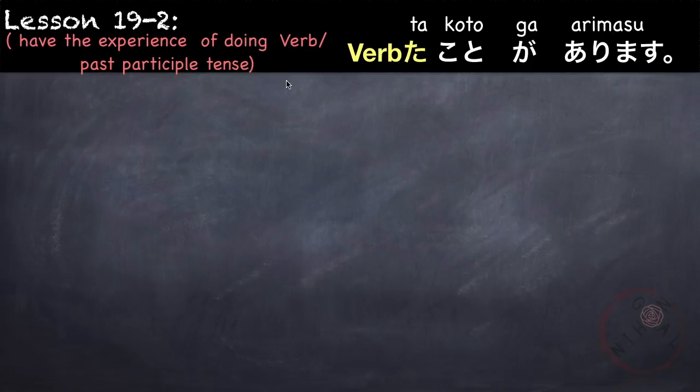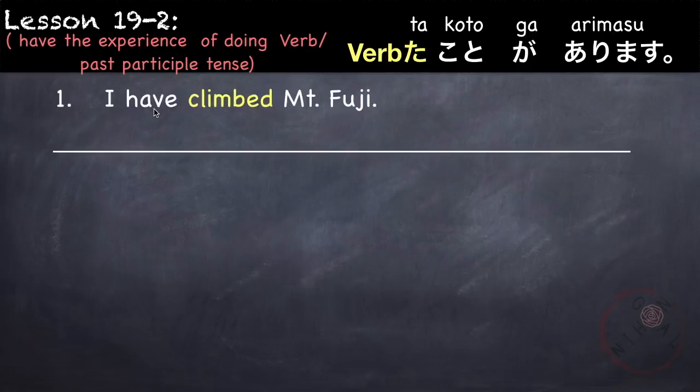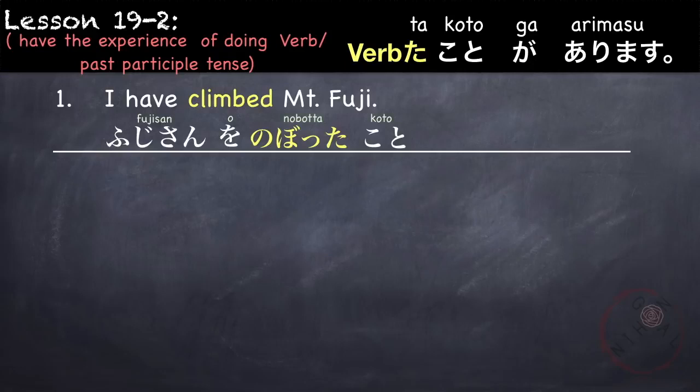doing verb. For example, I have climbed Mount Fuji. Fujisan o, our verb is climb, which is noborimasu. In ta form, it is nobotta, followed by koto. Fujisan o nobotta koto. So this makes the verb into a noun. Next is ga arimasu. So I have. Fujisan o nobotta koto ga arimasu. Literally, this means I have the experience of climbing Mount Fuji.